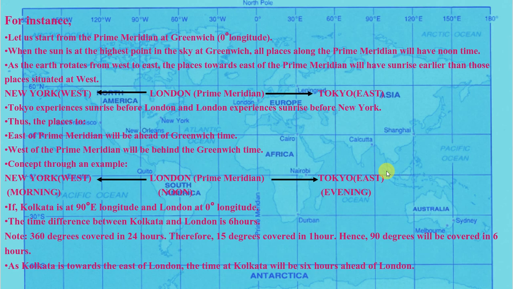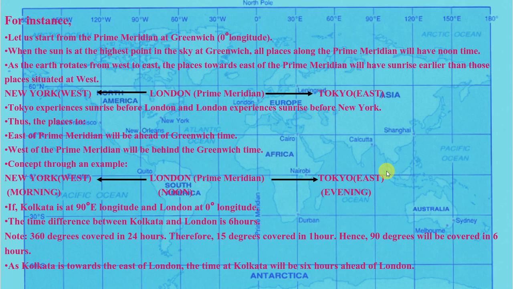And what about New York? We know that New York, which is towards the west of London, will be having morning, isn't it? Because we know that the places toward the east of the prime meridian will have sunrise earlier than those situated at the west. And we also know that the places towards the east of the prime meridian will be ahead of the Greenwich time, and those towards the west of the prime meridian will be behind the Greenwich time.